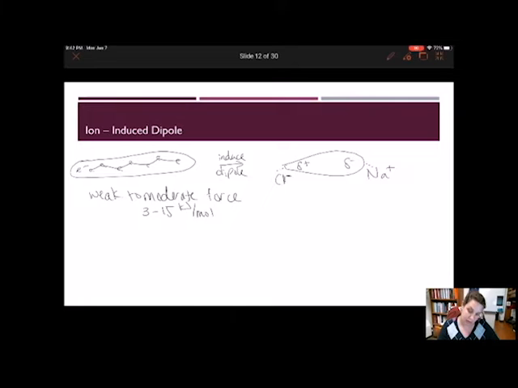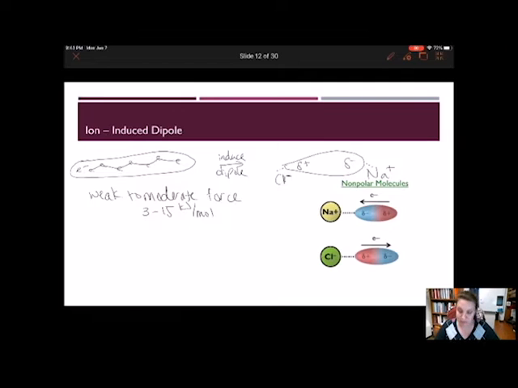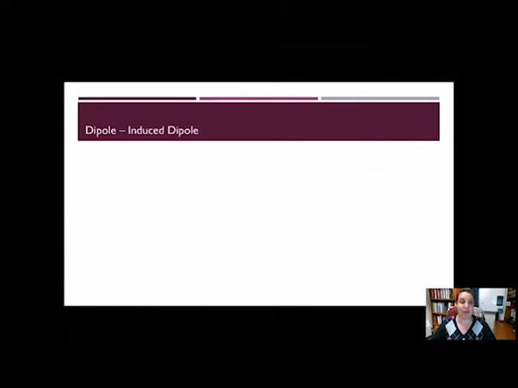Okay, so let's see what it looks like. We have a nonpolar molecule, sodium and chlorine come in, interact, sodium pulls the electron density towards it, the chlorine pushes electron density away from it, causing those induced dipoles. Okay, then we have our dipole-induced dipole. So here we have a polar molecule in contact with a nonpolar molecule. That polar molecule induces a dipole, and we have an interaction form.